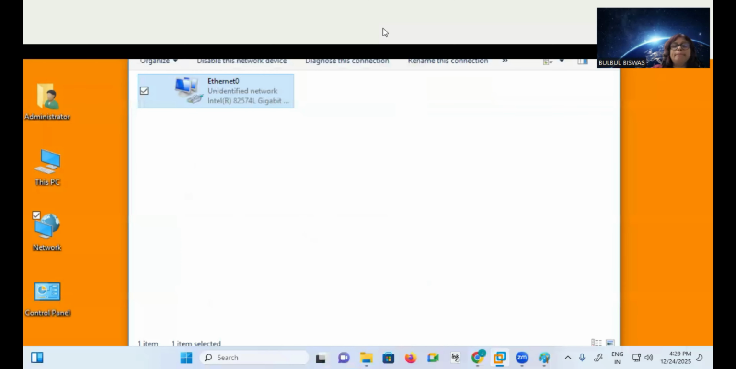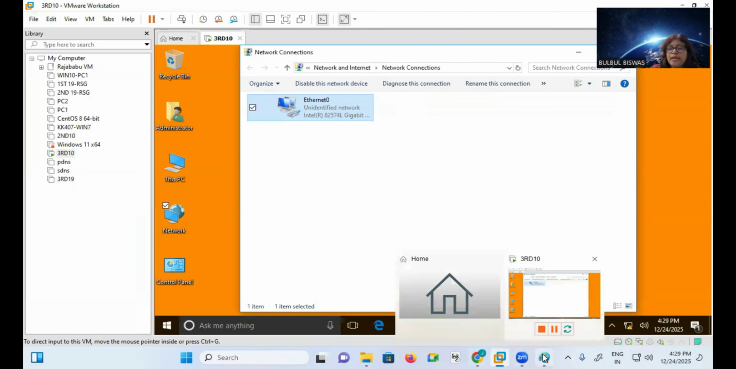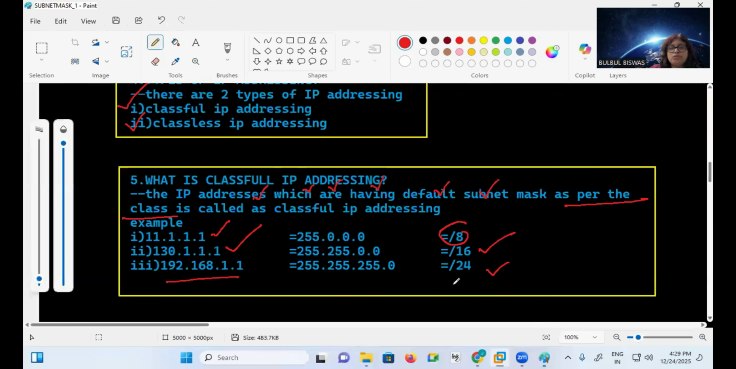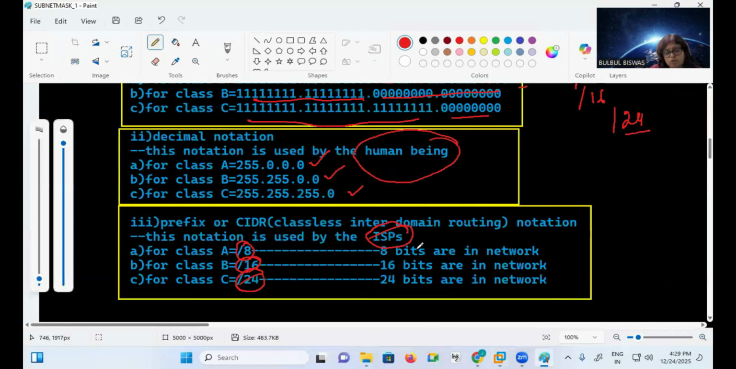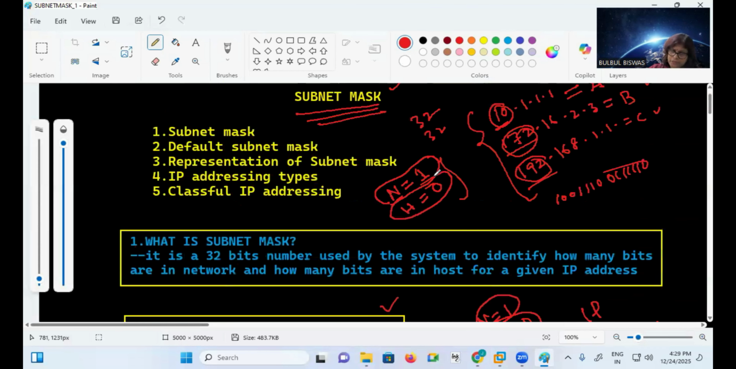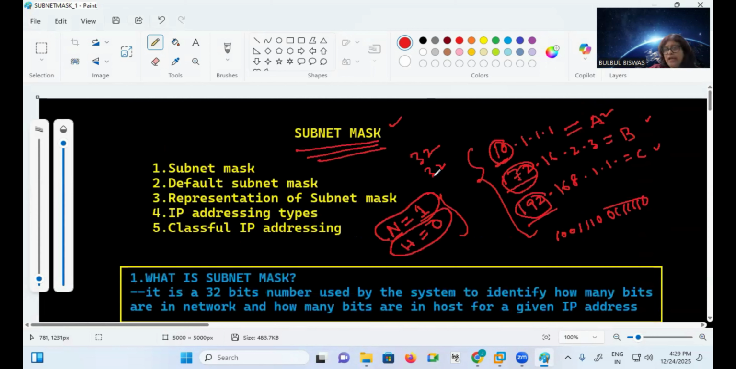We have to remember, whenever we are assigning an IP address to a system, the system automatically converts the network bits into 1 and host bits as 0. For easy identification of how many bits are in network and how many bits are in host, so that the device can understand while communicating with another host whether the other host is also in the same subnet or not. So I think you all understood up to this.